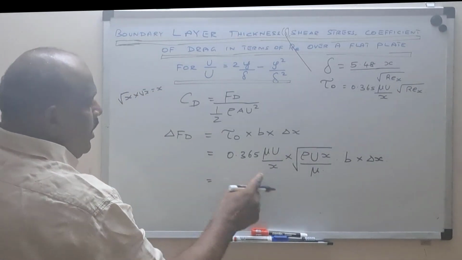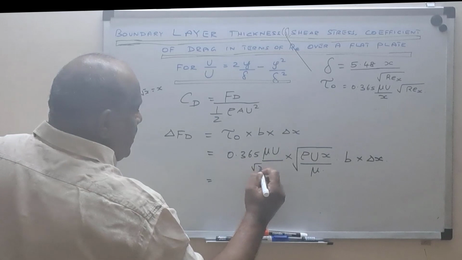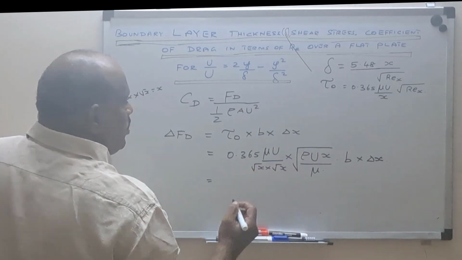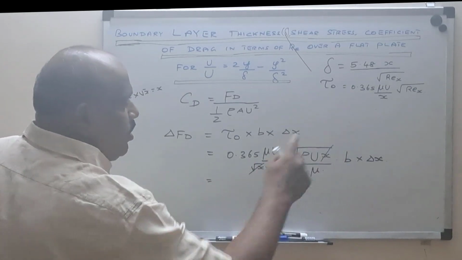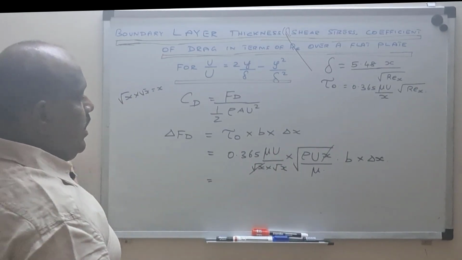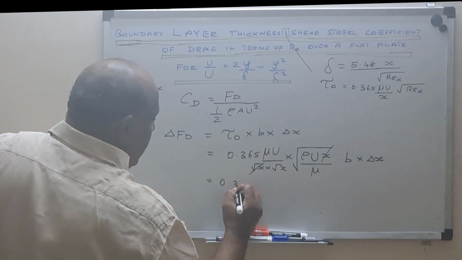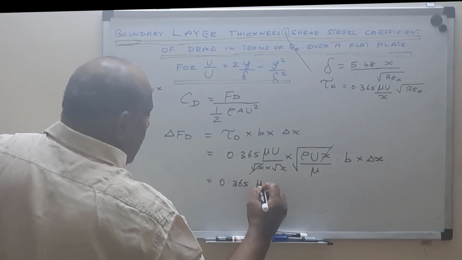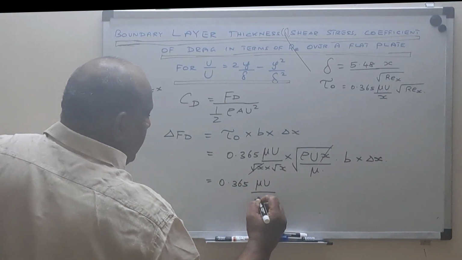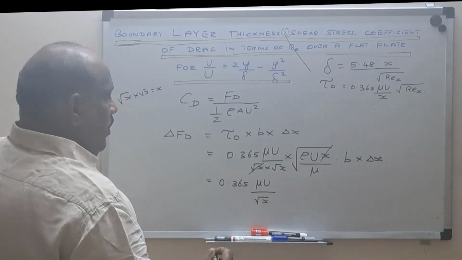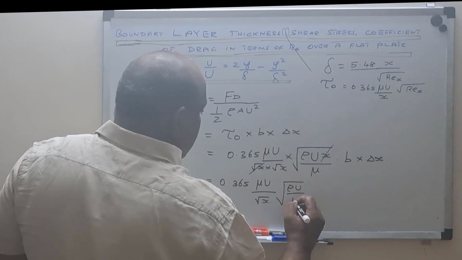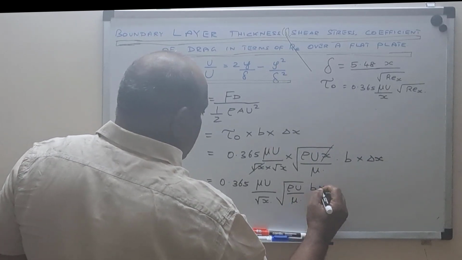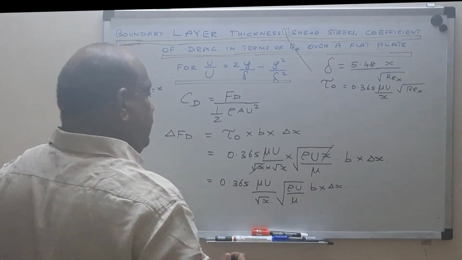x. So I can write the denominator as what? Square root of x into square root of x. So this square root of x and this square root of x, because this x is within the square root, will get cancelled. So it will become 0.365 mu u by square root of x of rho u by mu into b into delta x.